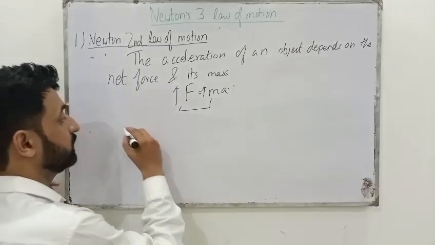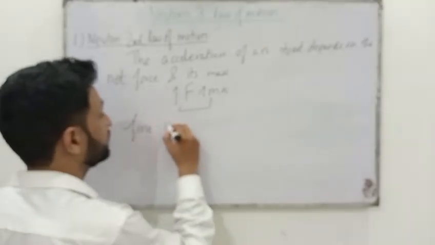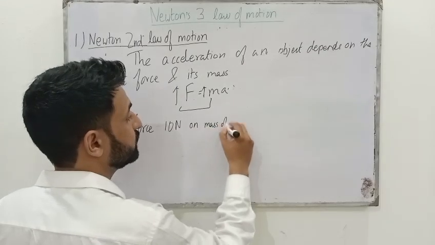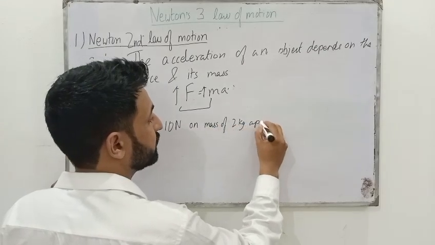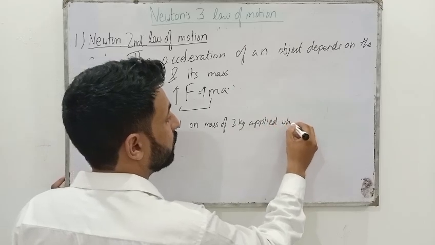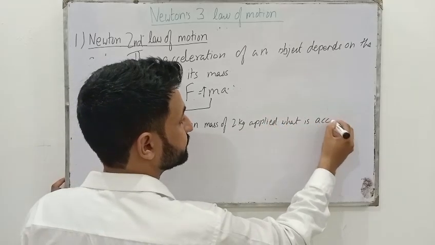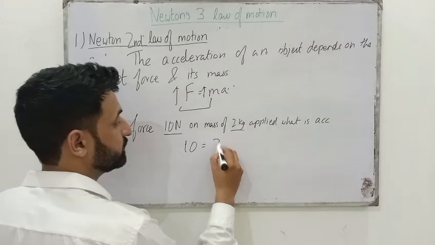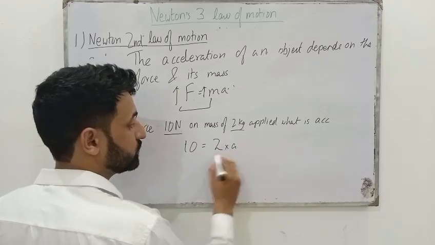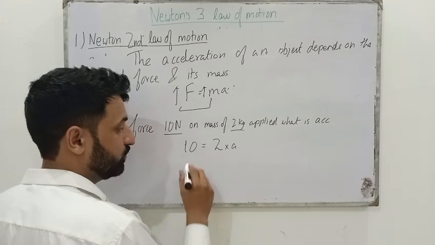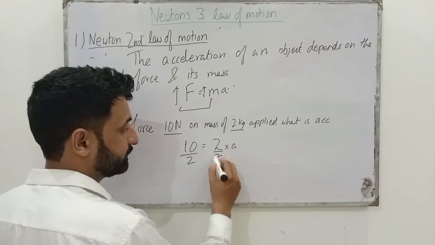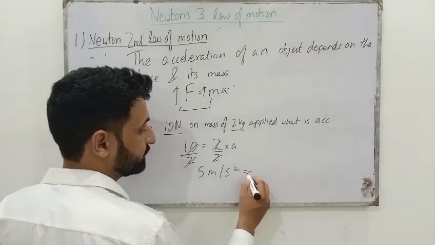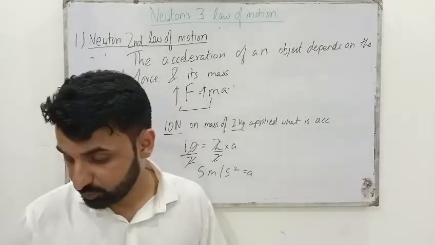For example, a force of 10 Newton is applied on a mass of 2 kg. What is the acceleration? Simple. Force is 10 Newton, mass is 2, so 10 is equal to 2 into a. Here 2 is multiplying, and if we move it to the other side, it will divide. So acceleration is 5 meter per second square. So this is the second law of motion.